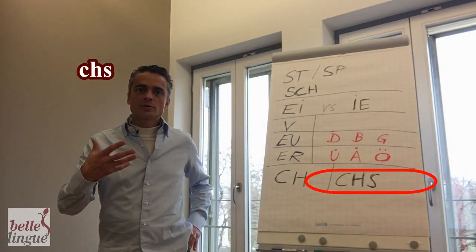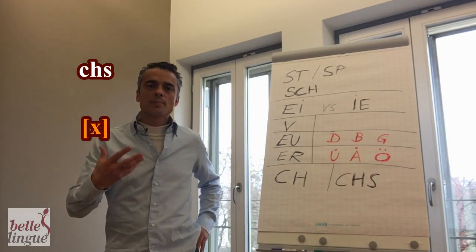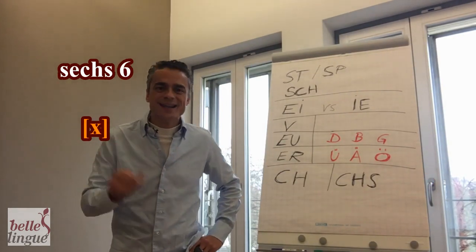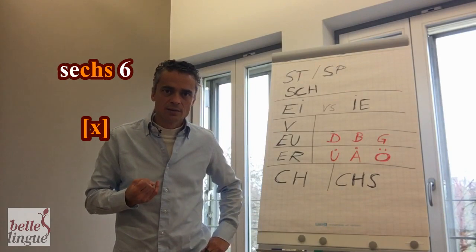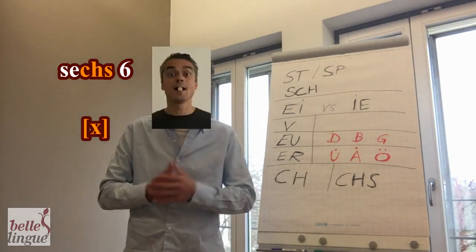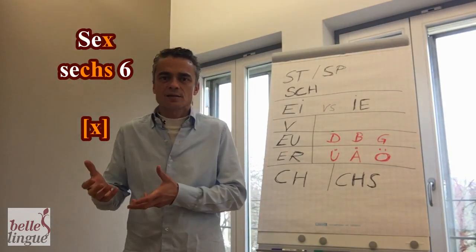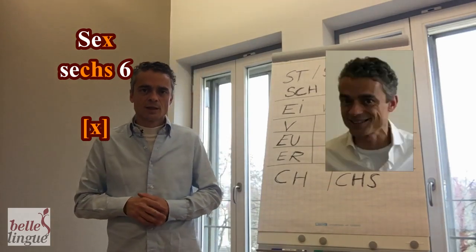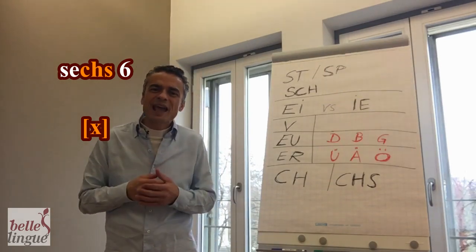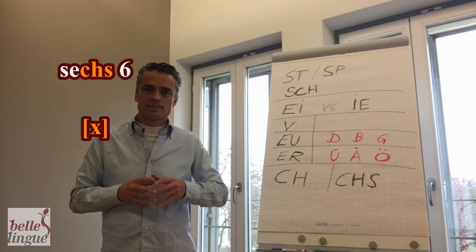Okay, what about CHS? CHS is pronounced as an X. So the number 6 in German is sechs. It's the same pronunciation as the English word sex. So we do not say sek-es.